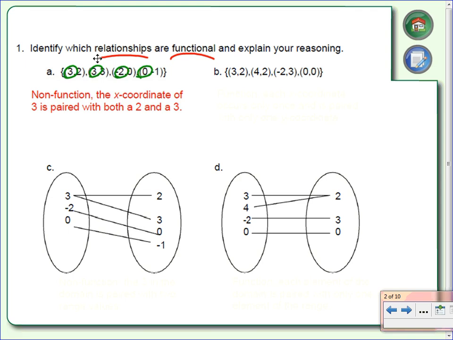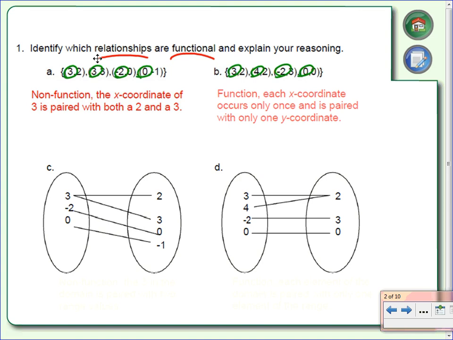What we're going to do with B is the same thing. We're going to take a look at all the x's, and as long as none of the x's are repeated, then we can call it a function. But if we see any x's repeat, then we have to say, no, it is not a function. So I'm going to circle the x's, and I'm going to see if any of those x's repeat. No, none of the x's repeated. Therefore, I can call this a function.